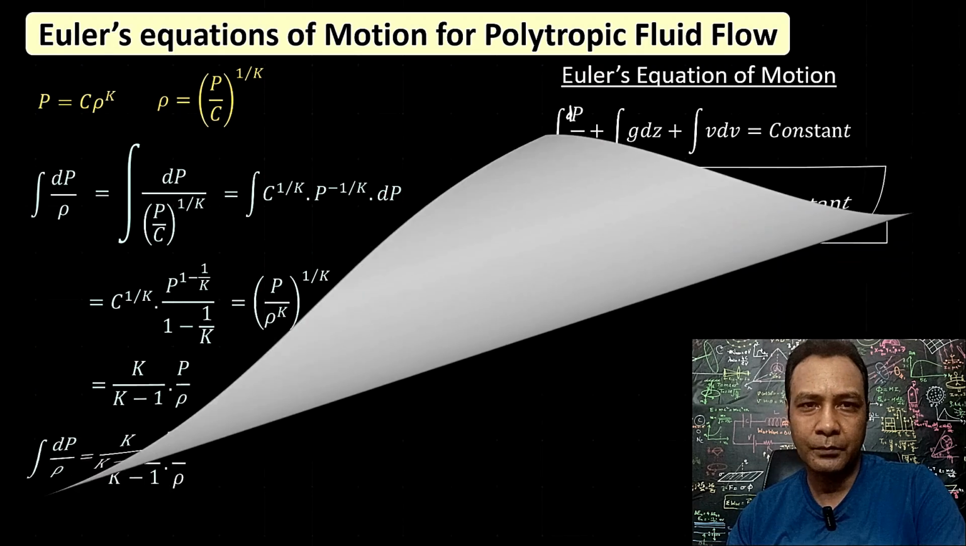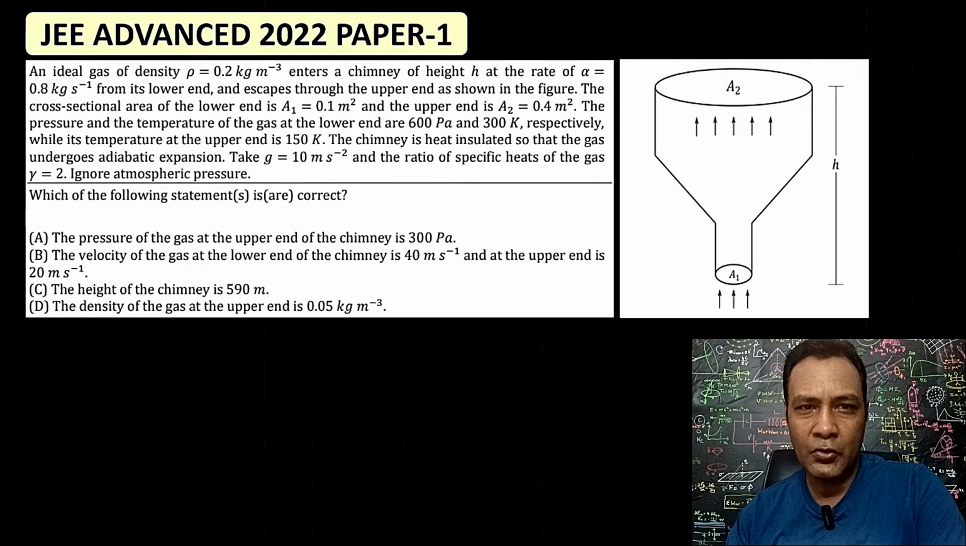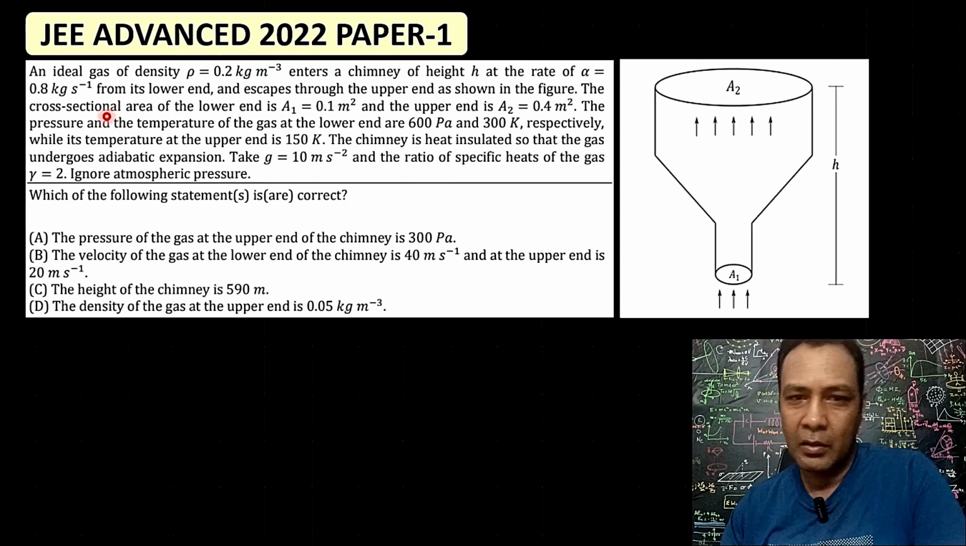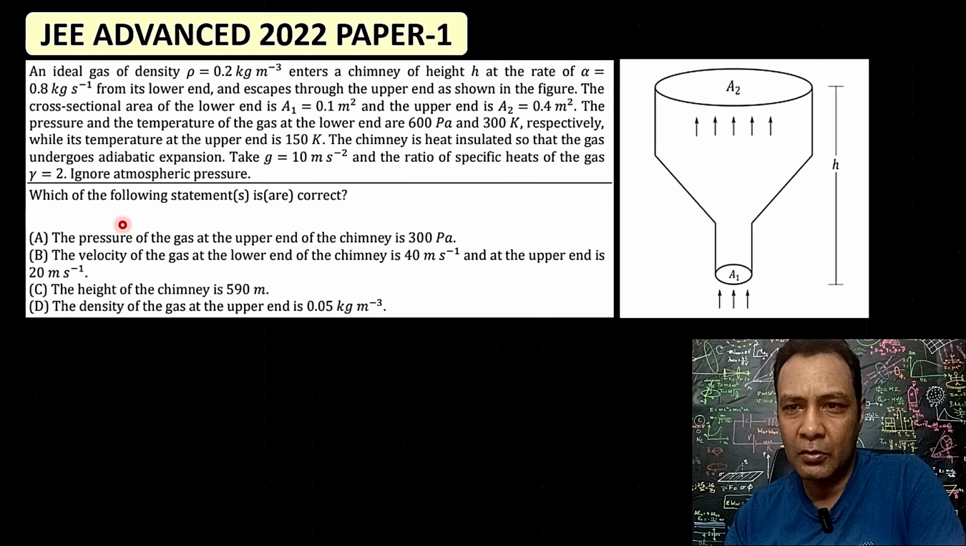Well, let's go. So this is the question of JEE Advanced 2022 paper 1. You can see here. Most of you, I think, those who are watching my video would have definitely given an attempt to this question. So if you have not given an attempt, please attempt it and then come back to this video. So what is written here? Let me explain. So this is a kind of a chimney.